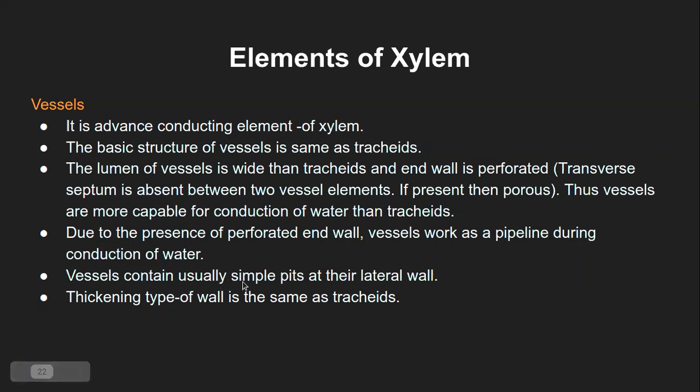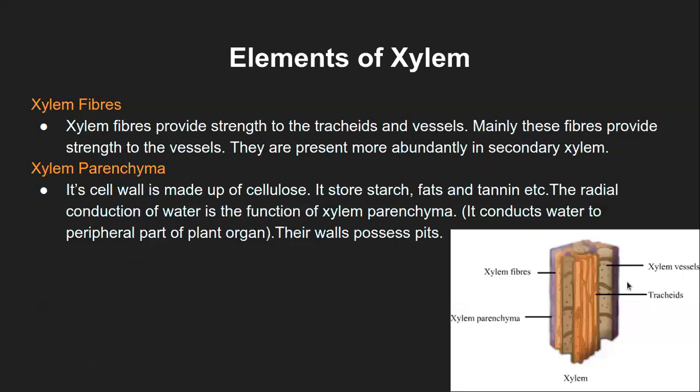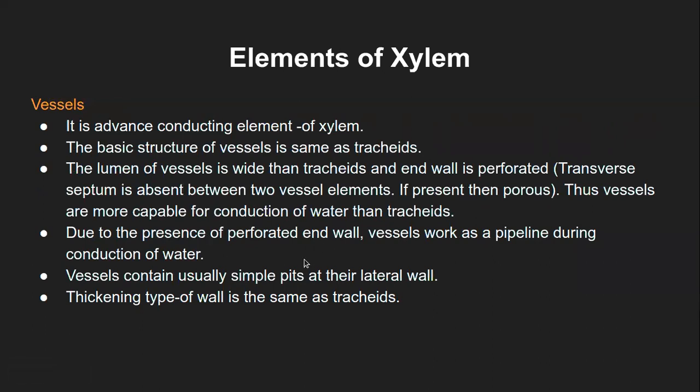Vessels usually contain simple pits at their lateral wall. Simple pits, if there has to be certain branching points, that's when these transfer pits are present. So let's say, for example, this is the xylem vessel, and there has to be one xylem vessel tissue which has to grow towards the branch. In that case, obviously, there will be a pit at that particular position. So that is what this line says.